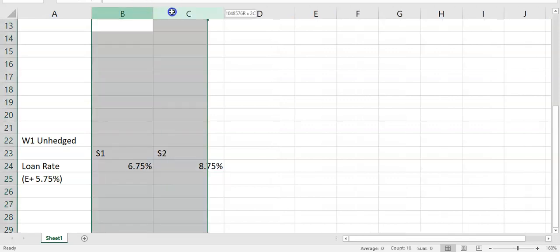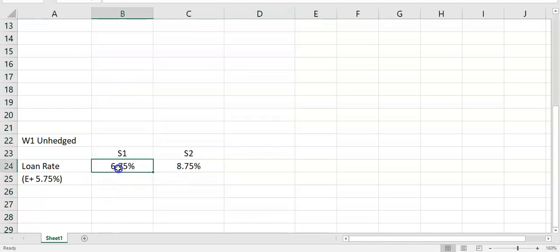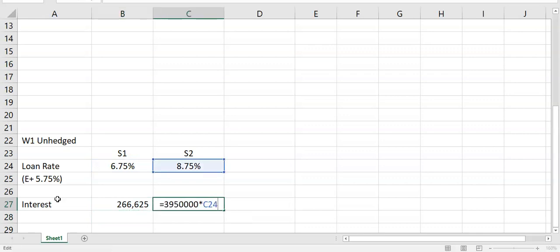So that means here, tidy up that. You're either going to borrow at 6.75 or 8.75. And that means then the interest for year 1 will be 3950 times 6.75, so 266,000, or times 8.75, which is 345,000. So you can see there, that's what the company is afraid of.